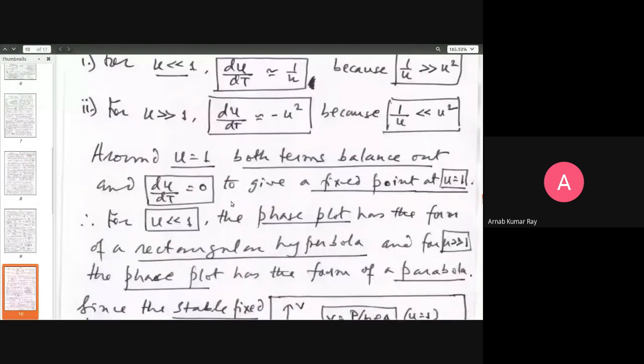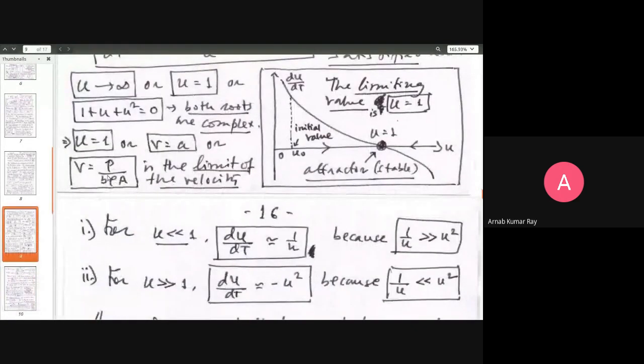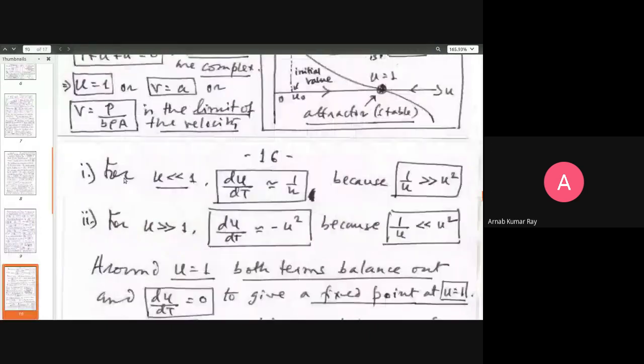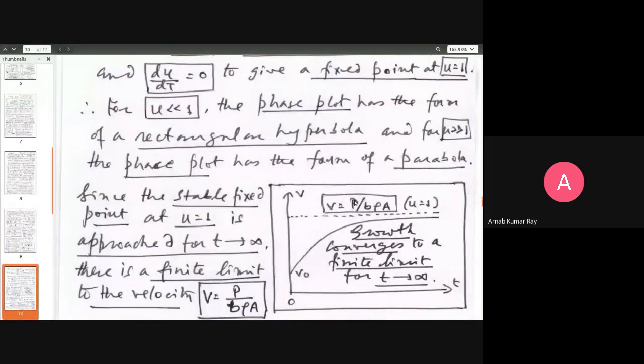Anyway, as I said, there's a correction to be made. V is P by B by rho A raised to 1/3. That correction has to be made over here.